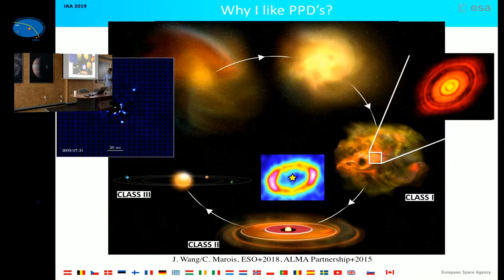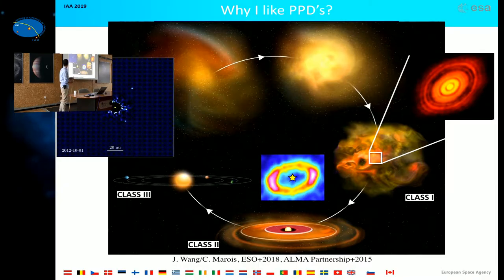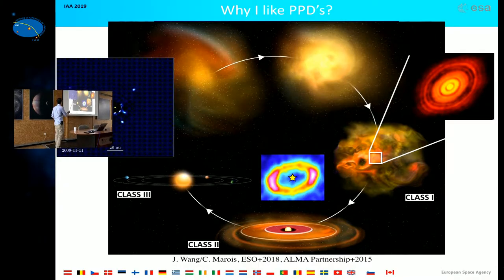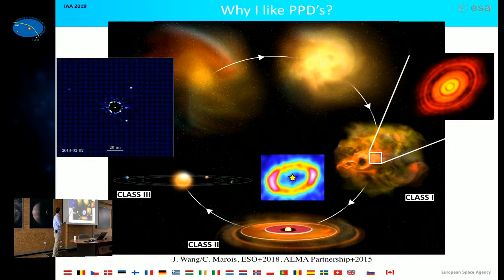Now, as the system evolves, the disk disappears, and eventually the system reaches what we call the class 3 stage, where there is no disk. There are planets, and this is a very beautiful example of one of these systems. And in this case, I think this is the only example where we can see four planets, young planets, orbiting around the star. This is pretty amazing, at least to me.